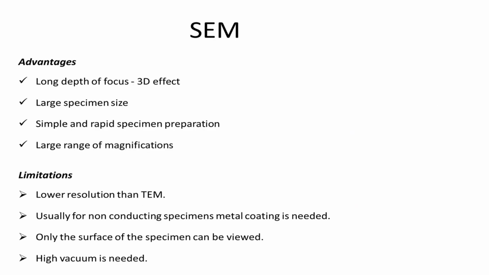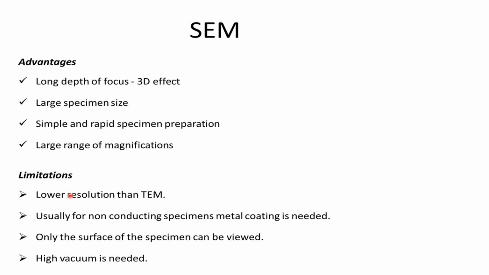And the last topic is the advantages and the limitations of the scanning electron microscope. First, the advantages. The first one is the long depth of focus and the 3D effect. The second one is large specimen size. Third is simple and rapid specimen preparation. Fourth is a large range of magnifications. In the same image, we have a large range of magnification. This is a very important advantage of the SEM.